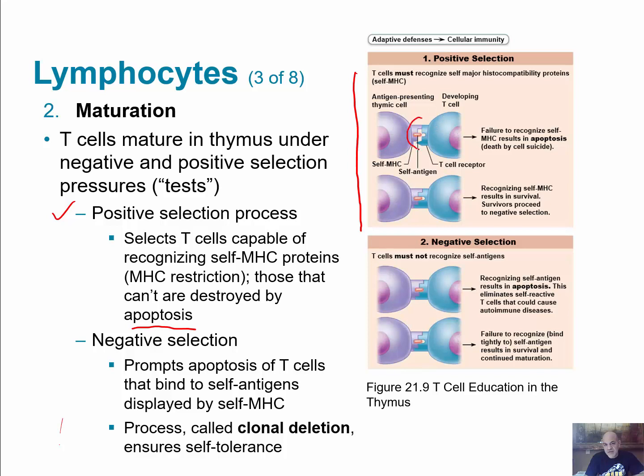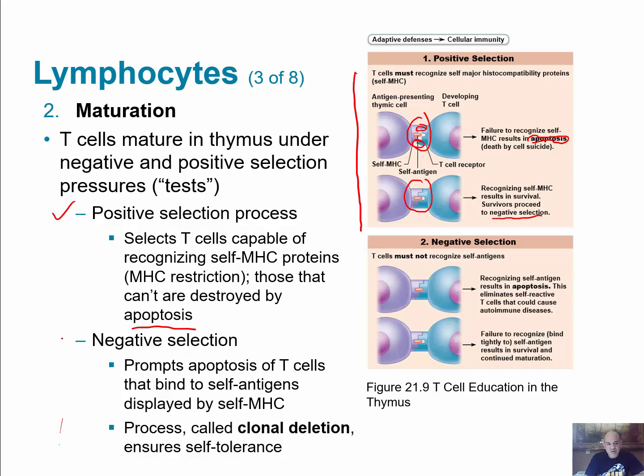And right here in this area you can see that these two regions are not matching completely, so there is a non-recognition there. And if that non-recognition occurs, then we have apoptosis occurring there, so the programmed cell death. So this T cell will be selected for destruction. On the other hand, if we get a good fit with the MHC complex proteins, then we do recognize self-MHC, and the cell survives and proceeds to the negative selection process.